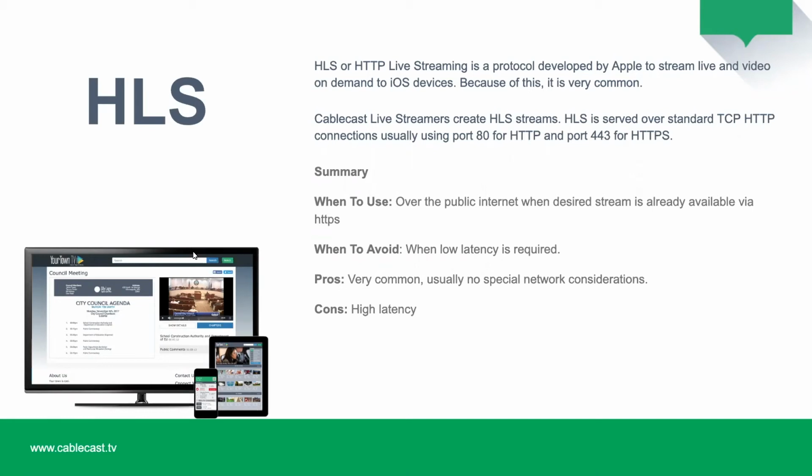So when to use this: over the public internet, when the desired stream is already available via HTTPS, so then you can also secure this. When to avoid: when low latency is required. Pros, like we mentioned, it's very, very common, usually no special network considerations because it usually uses the standard 80 for HTTP and 443 for HTTPS. So it's very common. Cons with this, it does have a higher latency. Pick which is best for the situation and the hardware that you have.